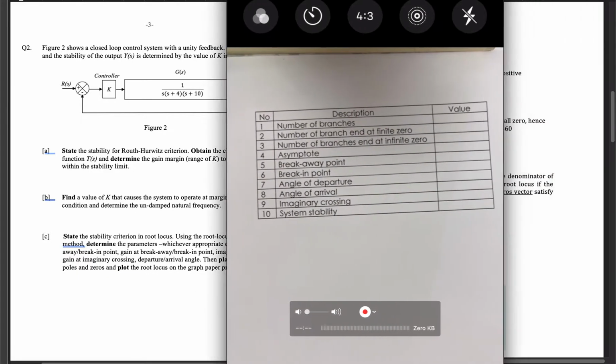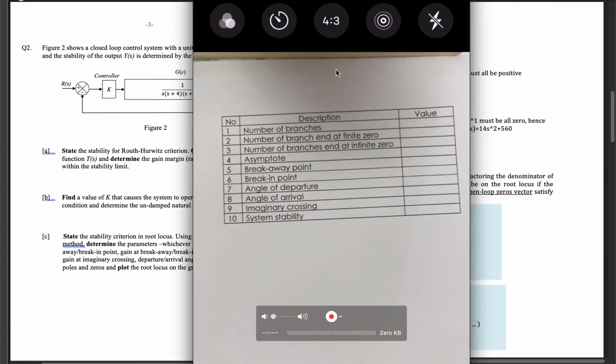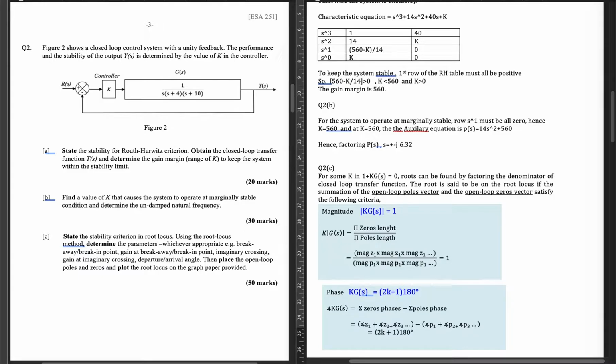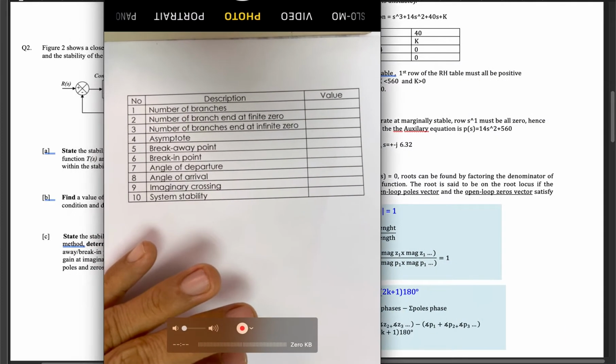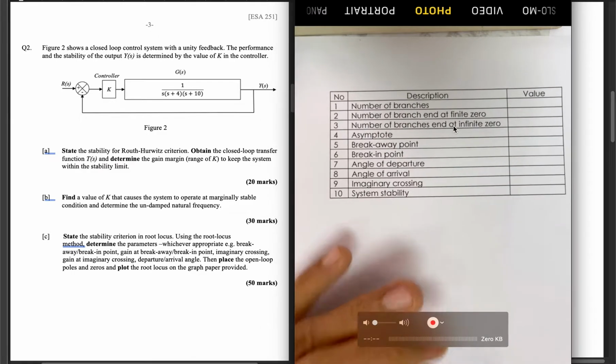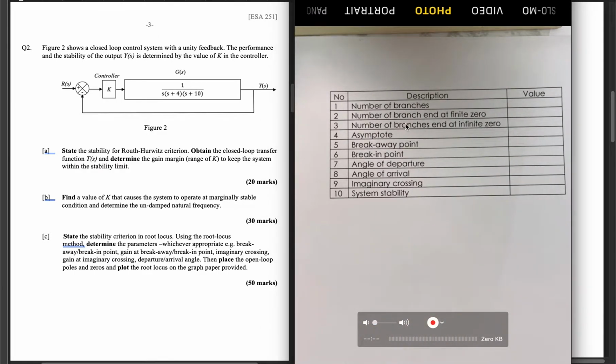Let me show you something. There are parameters that we need to determine from here: number of branches, number of branches at finite zeros, number of branches at infinite zeros, asymptotes, breakaway point, break-in point, angle of departure, angle of arrival, imaginary crossing, and system stability.